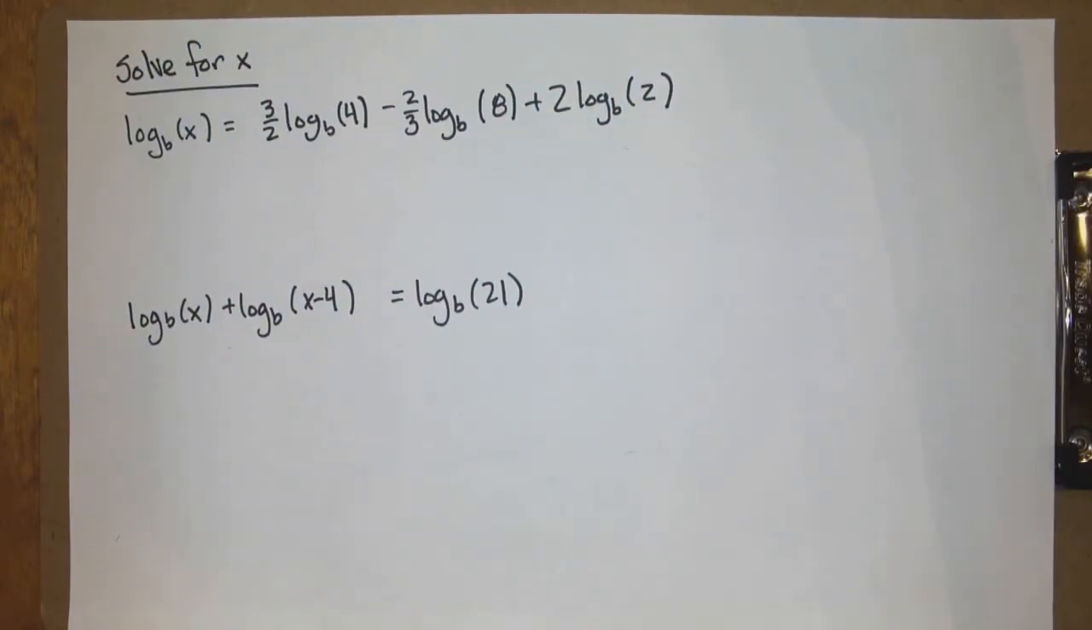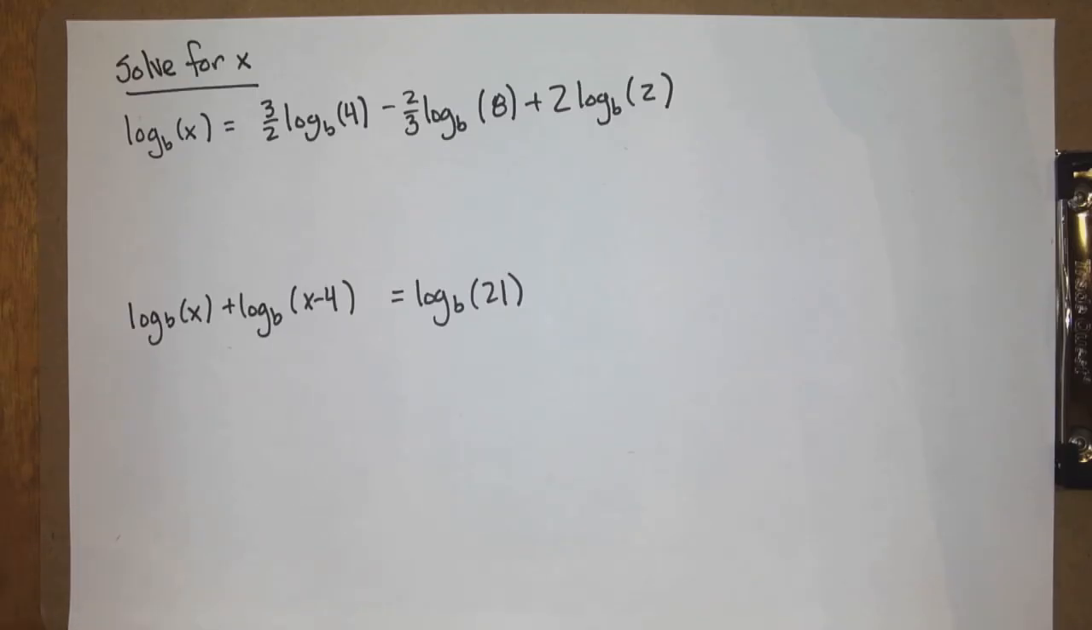Solve for x. We have 2 of these. I think we can probably finish one, maybe even both. Which one do you want to go through first? First one. First one. All right. Bold strategy. Do it in order.